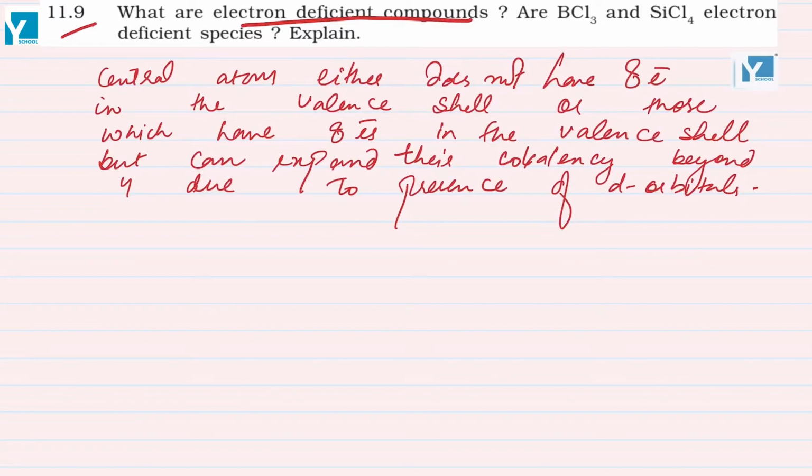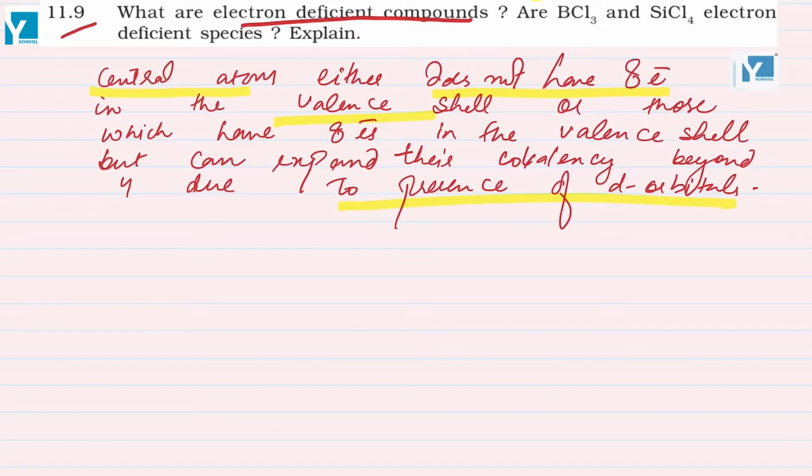Right? Those species are called electron deficient molecules, in which the central atom does not have 8 electrons in its valence shell. Secondly, if they have 8 electrons in the valence shell but can expand their covalency beyond 4 due to the presence of empty d orbitals, right? So now let us talk about BCl3 and SiCl4. Are these electron deficient species?